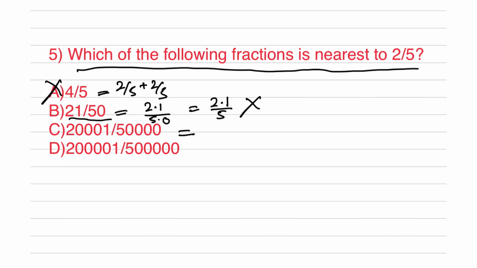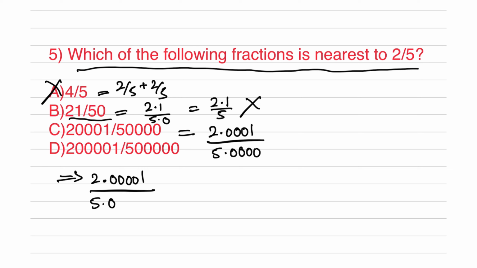See option C. We can write it as 2.0001 by 5.0000. And see option D, we can write it as 2.00001 by 5.00000.